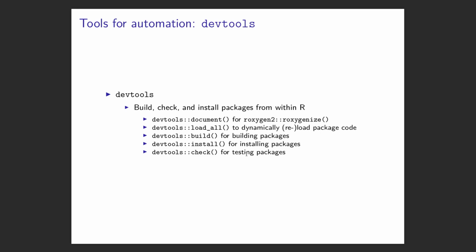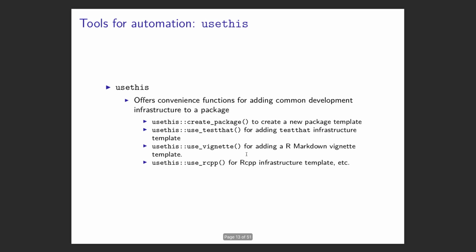It has a function called document that lets you generate Roxygen2 documentation. Load all kind of simulates loading your package as if for the first time without actually going through the process of building and installing it. Build is for building packages. We'll talk about what that means. Install is for installing packages, and check is for checking packages.